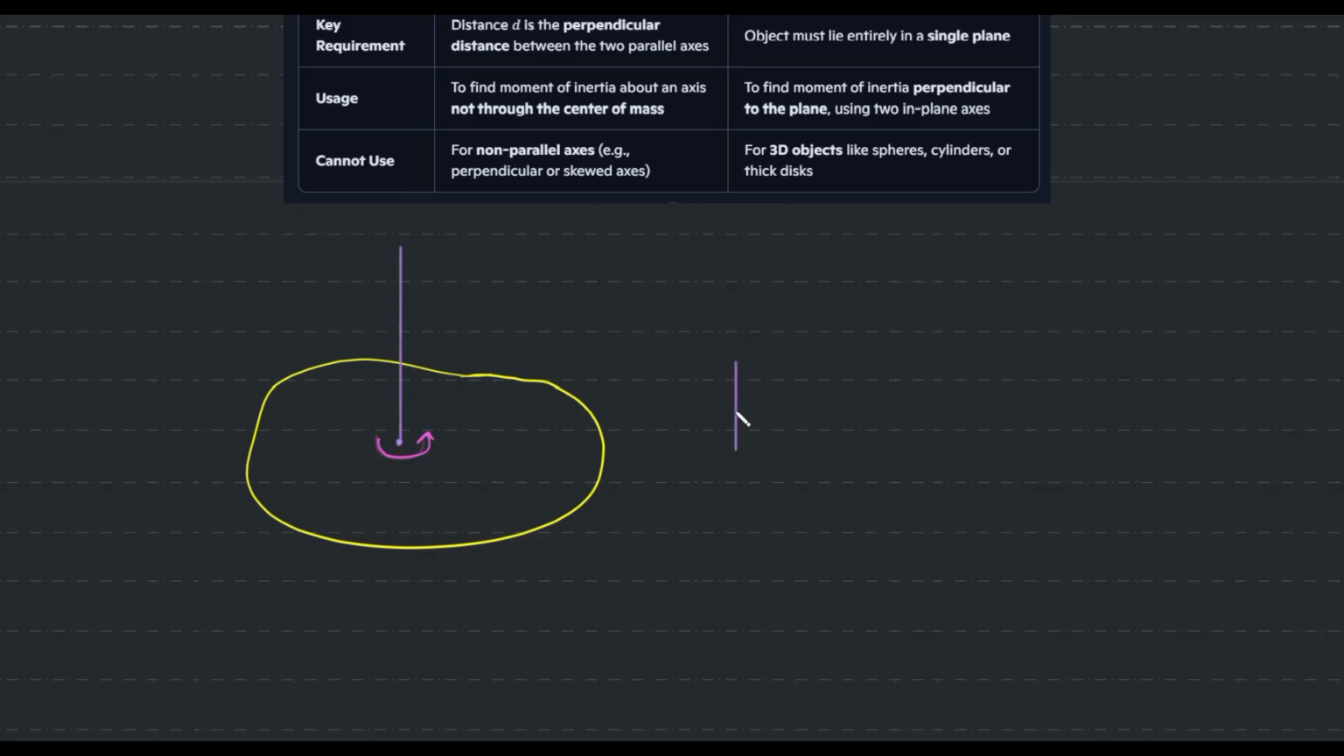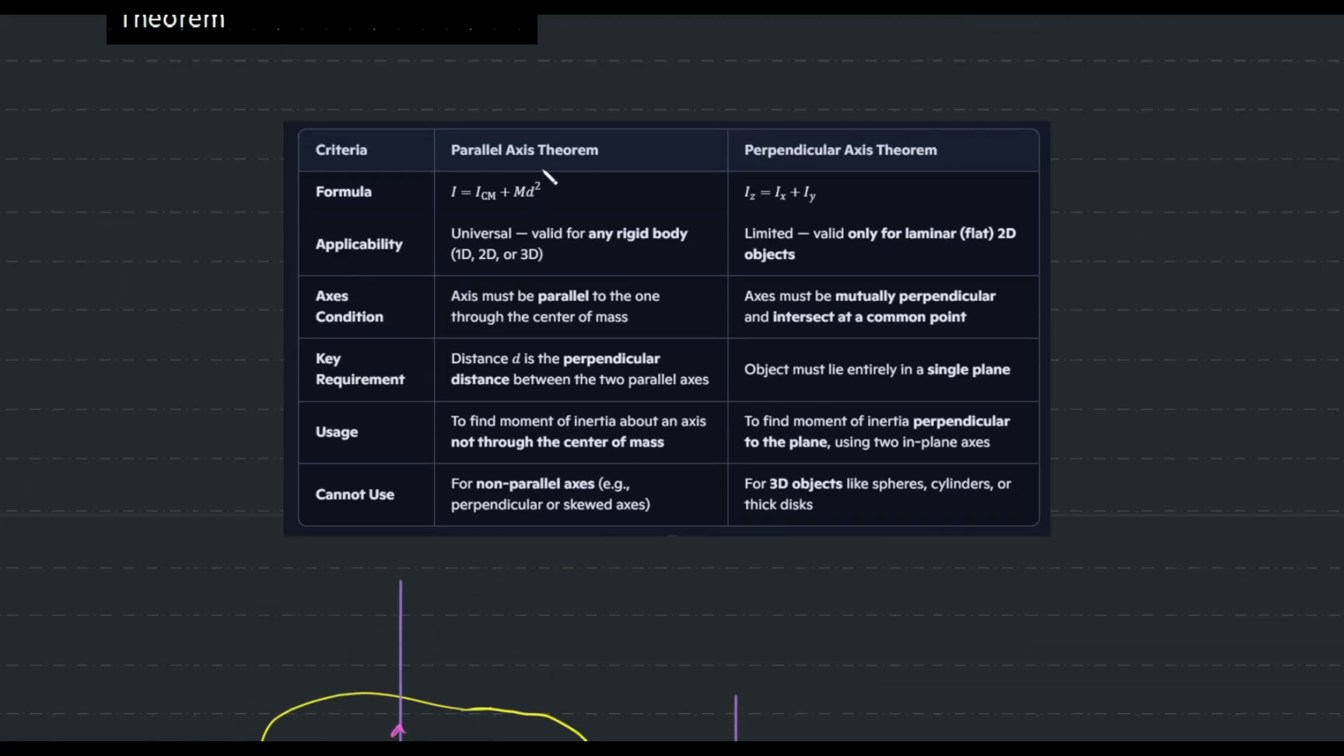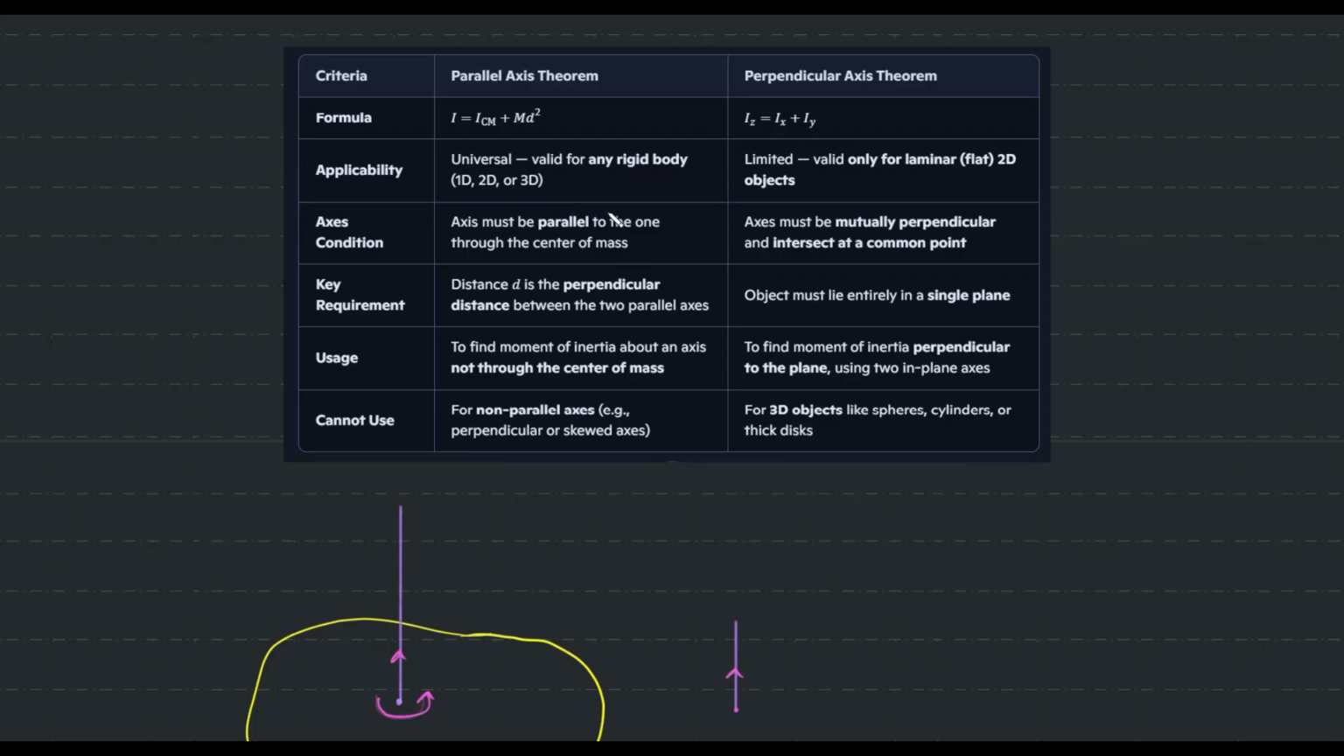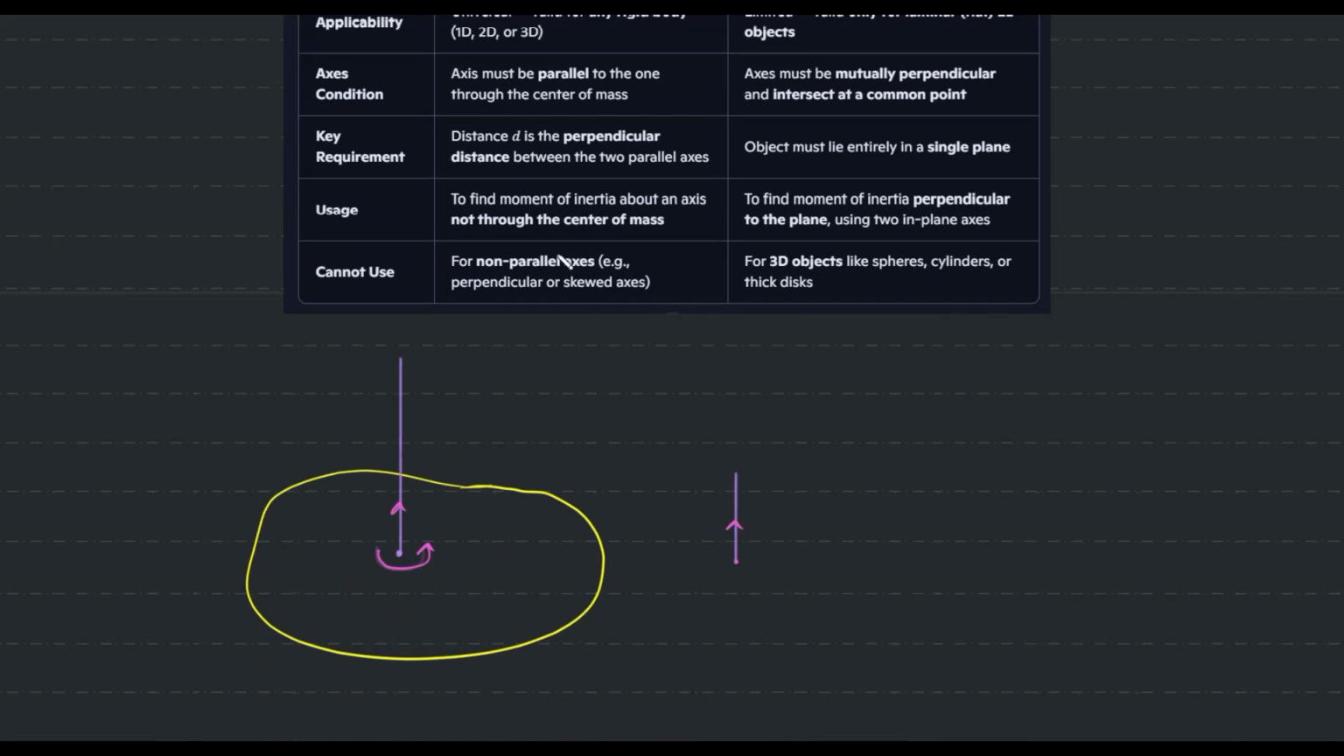So this too has to be, and it is parallel. I just copied it, right? Copy, paste. So it has to be parallel, and yeah, it can be clockwise, anti-clockwise, whatever you guys want to think of. That is possible. So parallel axis theorem can be used pretty much everywhere. The axis condition is that the axis must be parallel to the one through the center of mass. If you are looking at rotating an object in this axis, you need to know the moment of inertia through the center of mass with this condition.